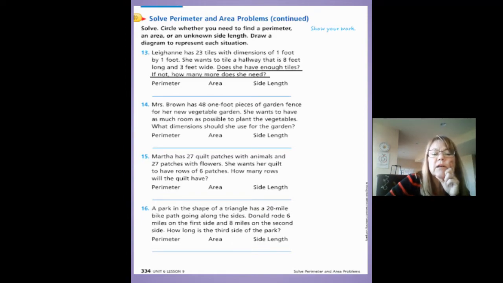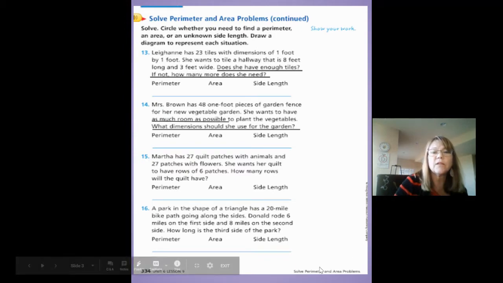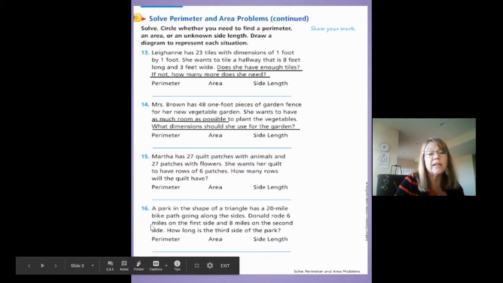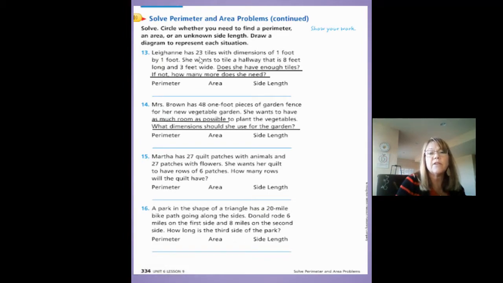Well, if you are finding the area of this, it would help you to do this. So just giving you a hint, and that should let you know how many tiles you're going to need. And then do you have enough? And if you don't, how many more do you need? 2 answers. Number 14, Mrs. Brown has 48 1-foot pieces of garden fence for her new vegetable garden. She wants to have as much room as possible to plant the vegetables. What dimensions should she use for the garden?